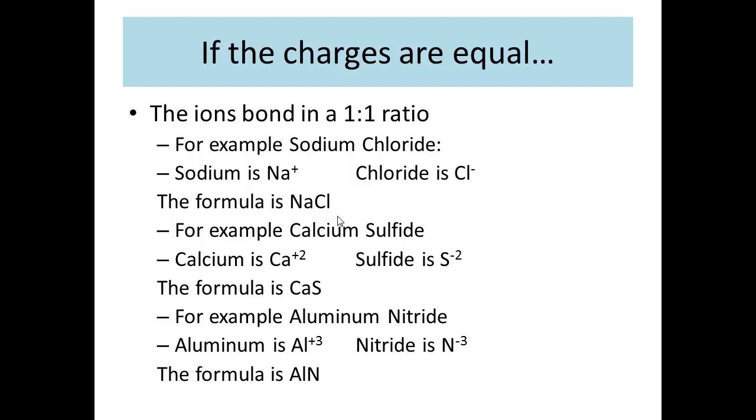Another example is calcium sulfide. If calcium's plus 2, sulfide's minus 2, it's CaS. One of each. And like aluminum nitride, aluminum's plus 3, nitride's negative 3, formula's AlN. One of each. Okay?